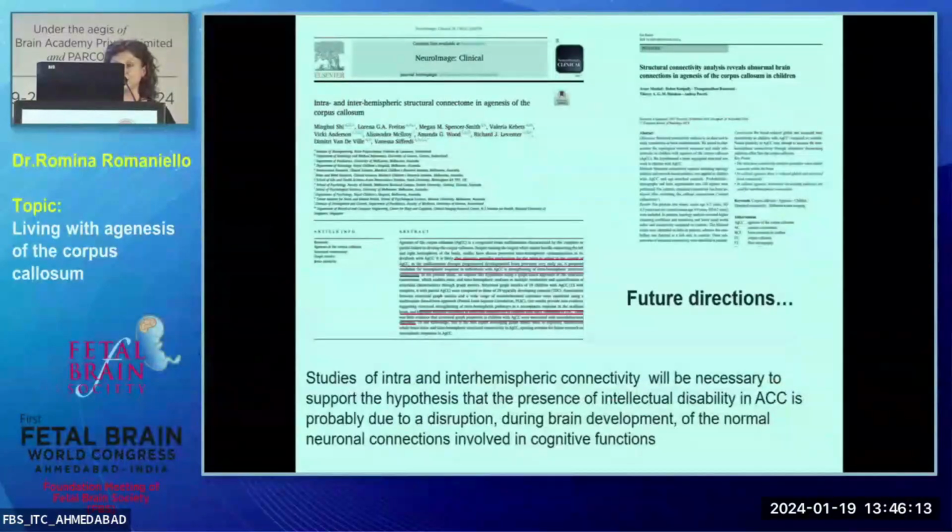Future directions: perhaps studies of intra and interhemispheric connectivity will be necessary to support the hypothesis that the presence of intellectual disability in ACC is probably due to a disruption, during brain development, of the normal neural connections involved in cognitive function. So this kind of study is necessary to be performed.